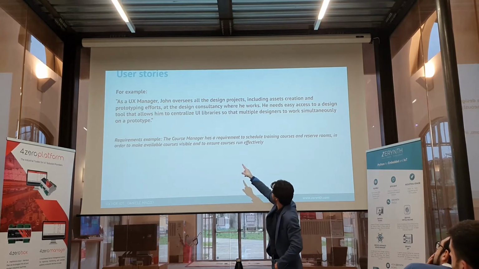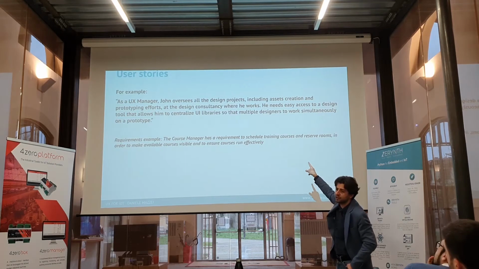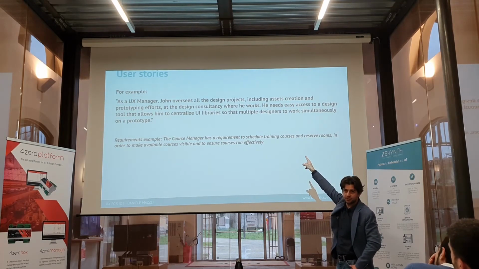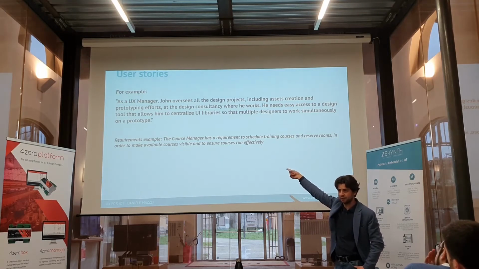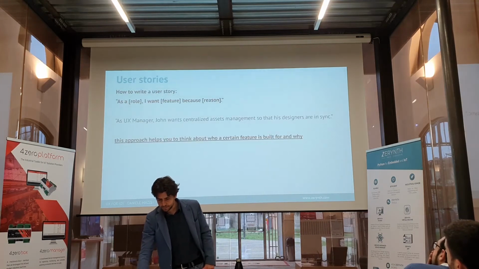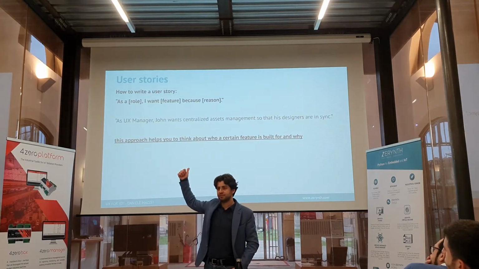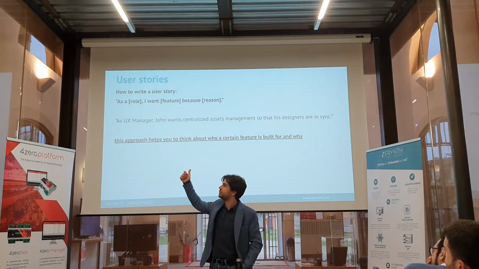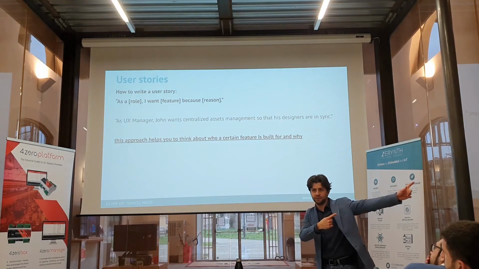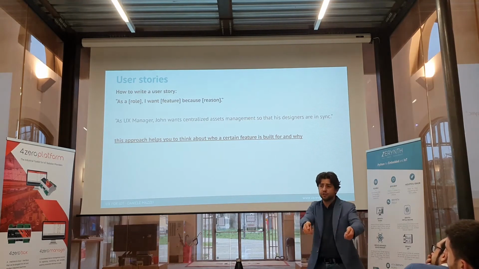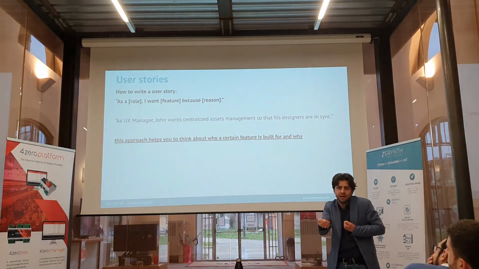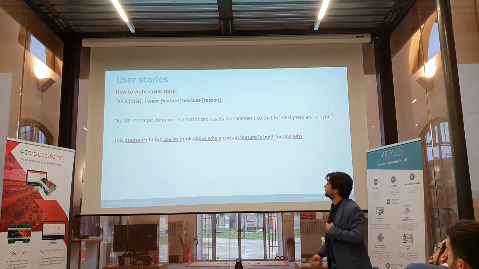The course manager has a requirement to schedule training. If you write the user story, you can derive the requirement, one-to-one for each persona. The template for writing short and helpful user stories is this one. As a role, persona, I want a feature because I have a goal, so I need a reason. Okay?